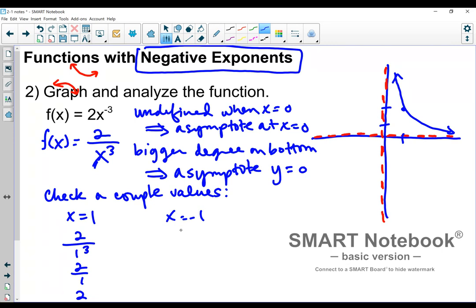For the second one, when my x is negative, now I'd have 2 over -1 cubed, which is 2 divided by -1, which is -2. So -1 for x and -2 for y. So this one's going to look like this. So I do need to go through and analyze this function. And I also want to think about how this is going to be the shape of the graph.